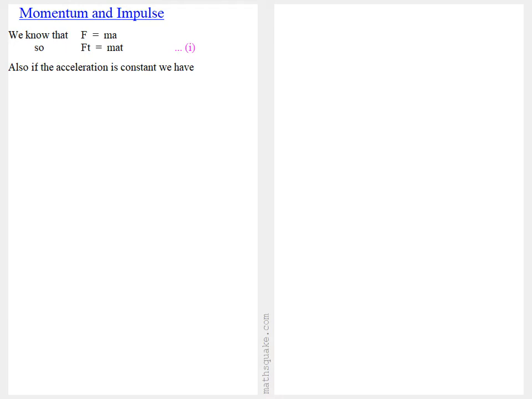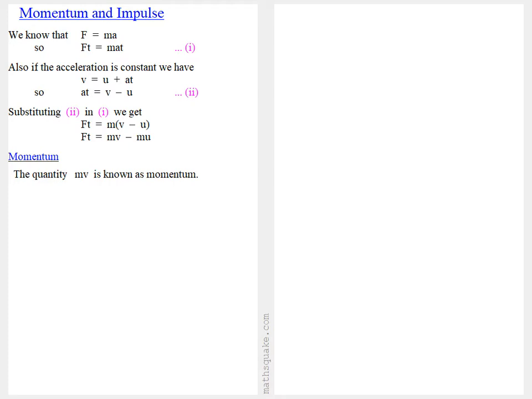Now if the acceleration is constant, we've also got v equals u plus at. In other words, at is equal to v minus u. Now if we substitute at in equation 2 into equation 1, we get Ft equals m into v minus u. And if we expand the brackets, that gives us Ft equals mv minus mu. Now we can get the idea of momentum from this. We say the quantity mv is known as the momentum. So momentum is equal to mass times velocity.